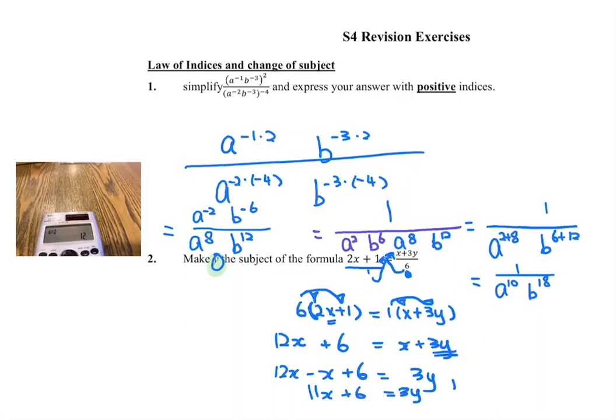Now there's a 3 stuck to y. What it means is 3 times y. And if you want to remove this 3 because it's multiplied, to move it to the other side, you will have to divide it. Divide on both sides. So this side is cancelled. It's just left with y.